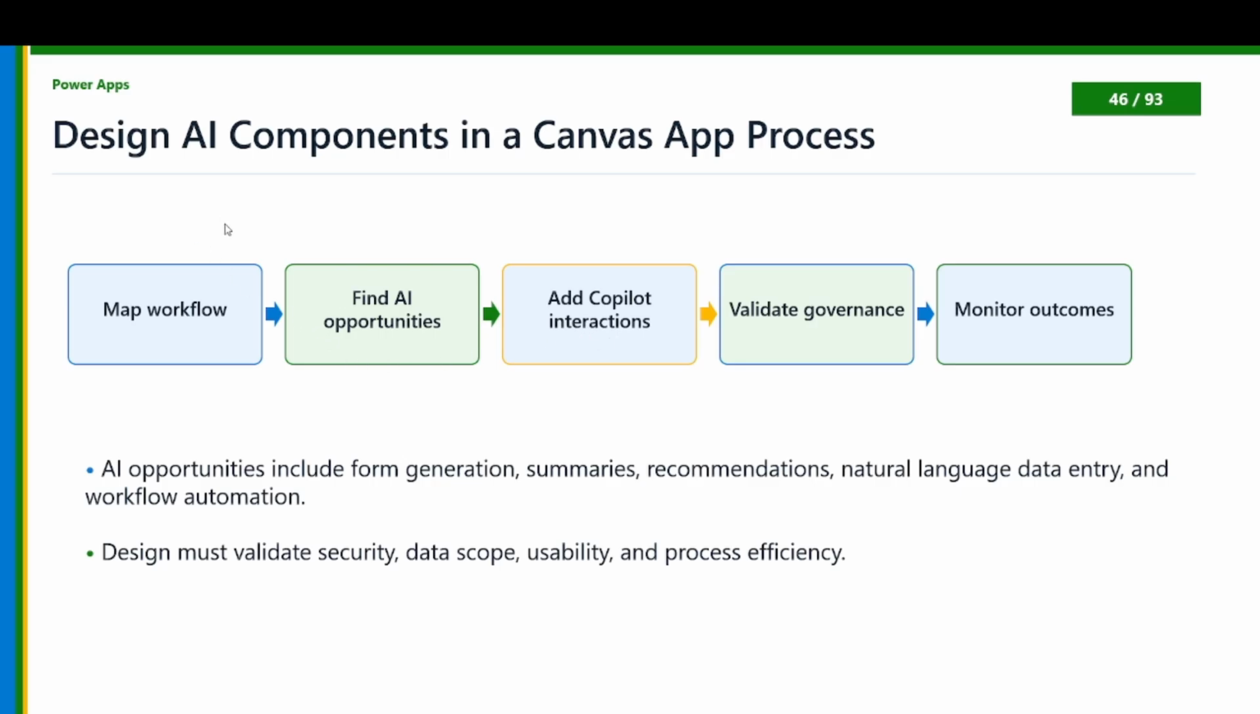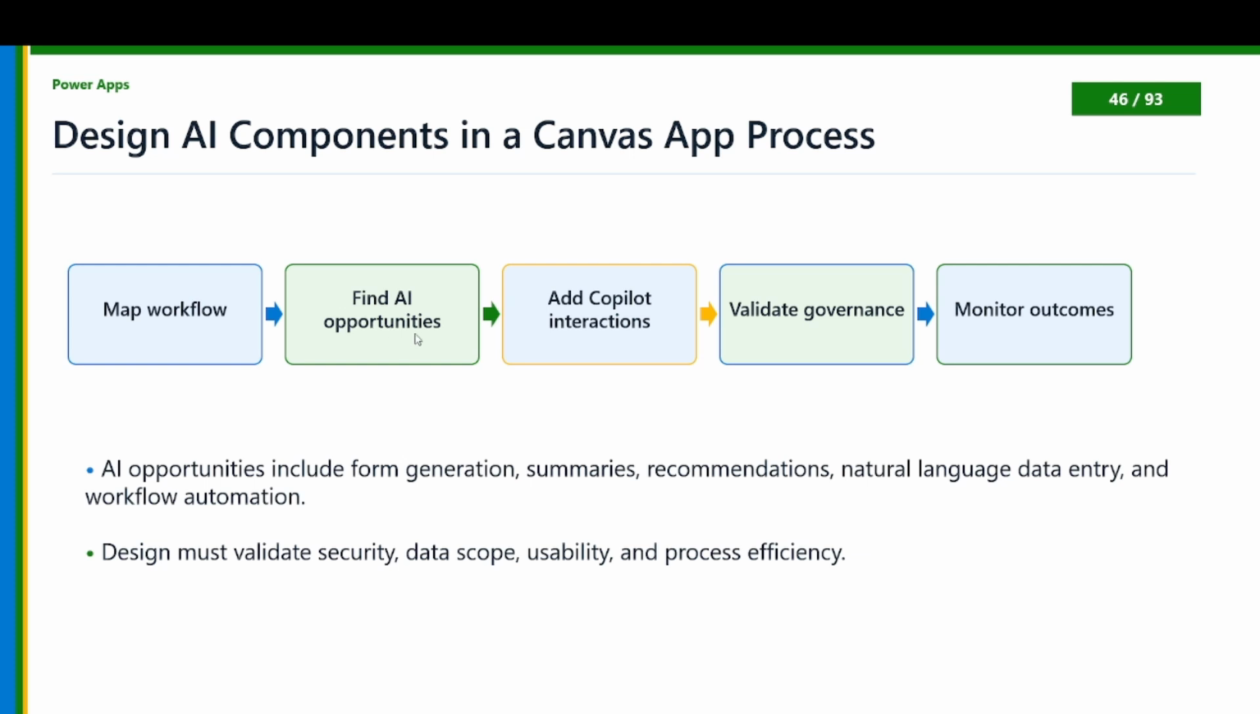So we have Power Apps, designing an AI component in a Canvas app process. This is the Power Platform Power Apps architecture. You can follow this pipeline to build and deploy an intelligent application on Power Platform. The first is map workflows. You map your workflows, okay? Have your workflow, have your tasks that you want to perform, properly split the tasks into workflows, then start mapping the workflow on the Power App page.